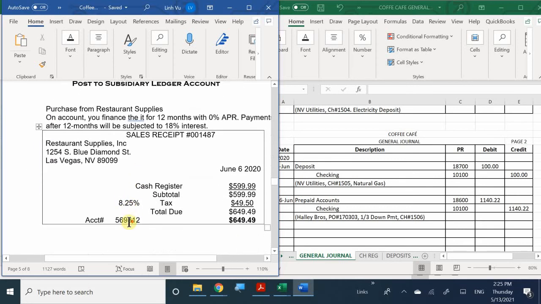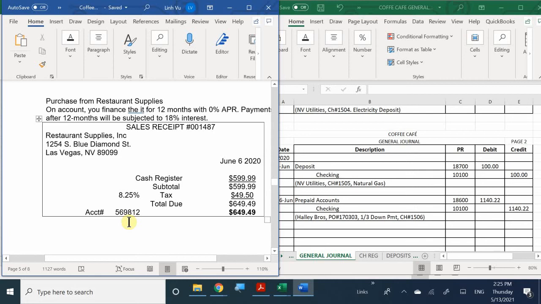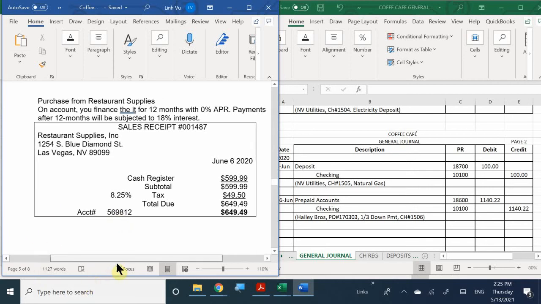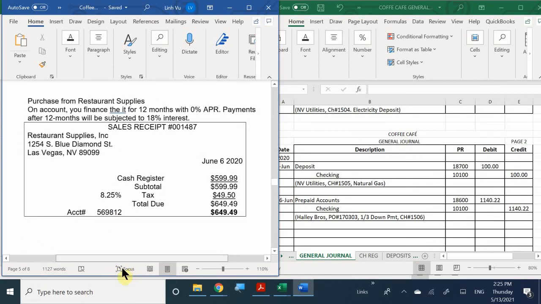So let's take a look at this sales receipt. What did we buy? A cash register. If you're going to open up shop, you need somewhere to handle your transactions. You need a place to put your money and also sell your items. So in this case, I decided to buy a cash register. Now let's take a look at this. What kind of liability am I looking at? Accounts payable.